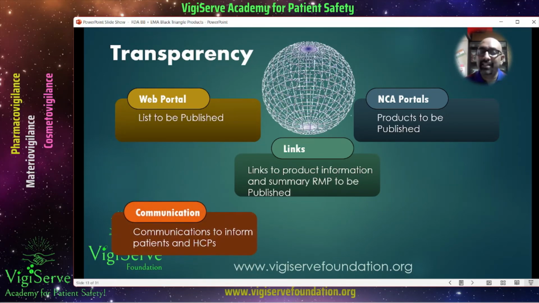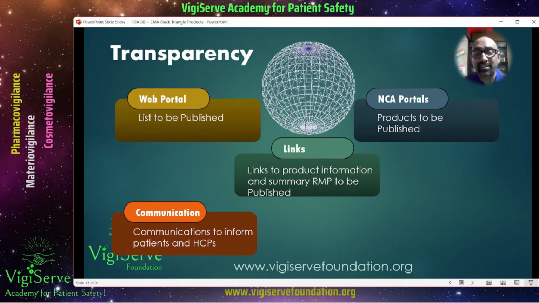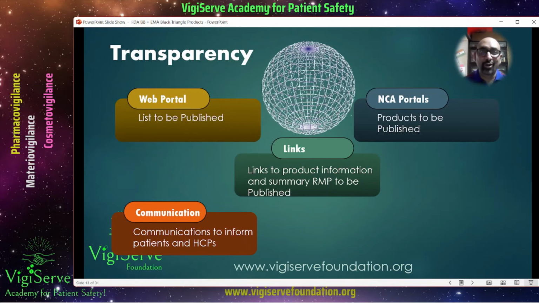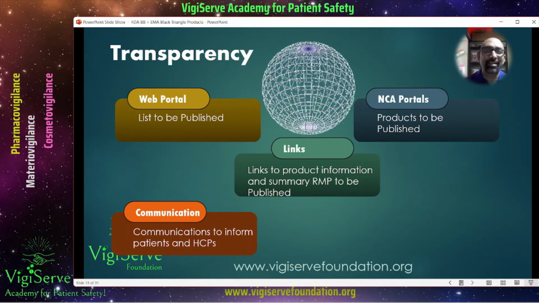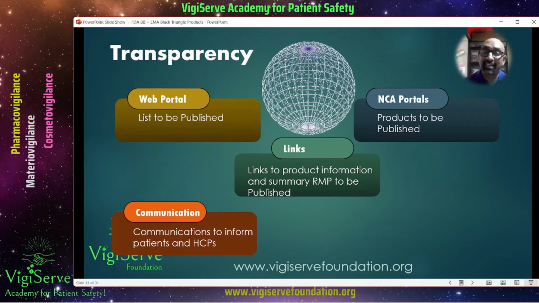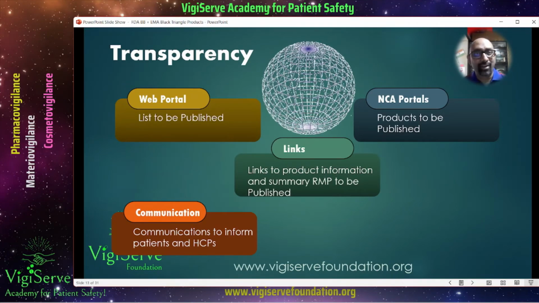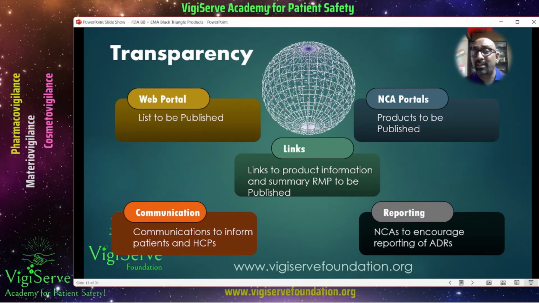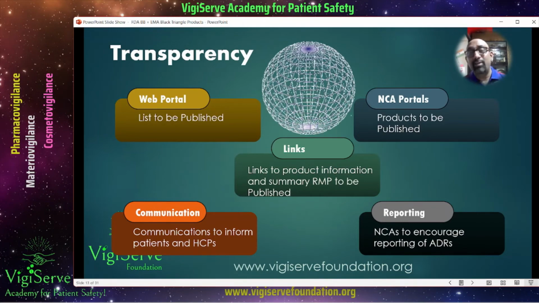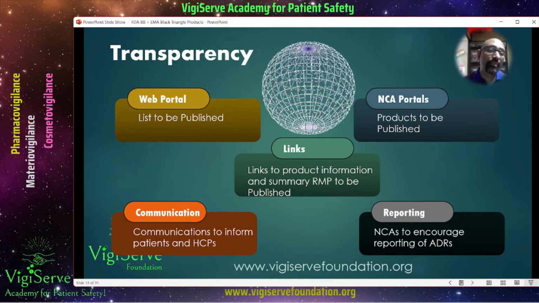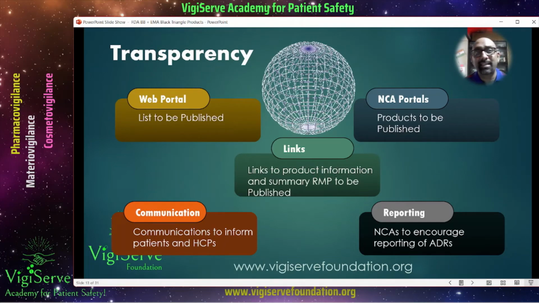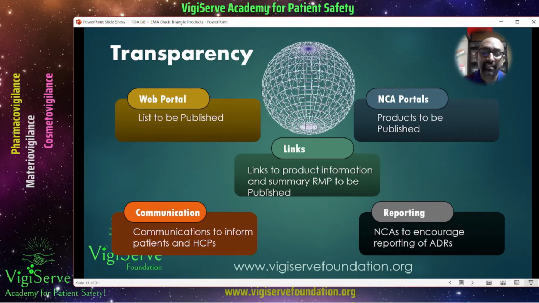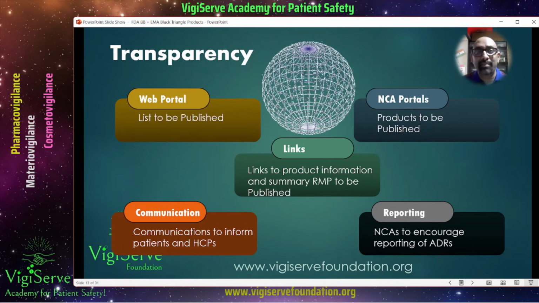Apart from this, the communication should be provided to the healthcare professionals and the patients that this product is under additional monitoring, so that they would know, right? So this medicine is not completely studied or is under special monitoring, and we need to be careful about it, or we need to report adverse events and so on. Then also the reporting to the regulatory agencies, right? The European Medicines Agency would encourage, and at the same time, even the national competent authorities would encourage reporting of adverse drug reactions to these products with the black triangle.